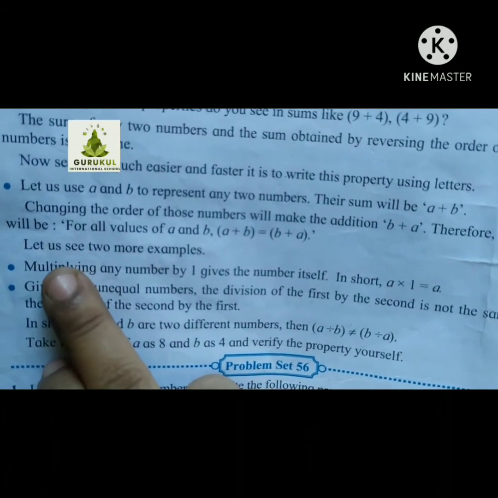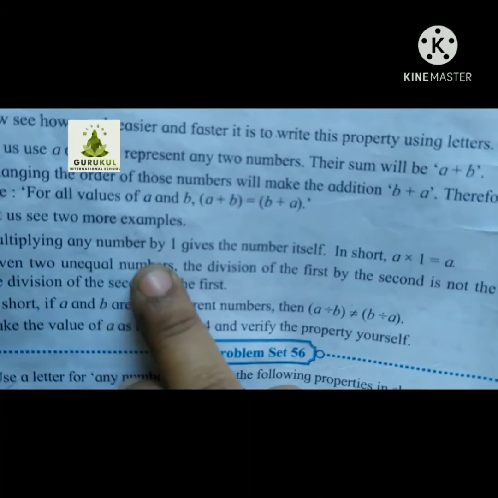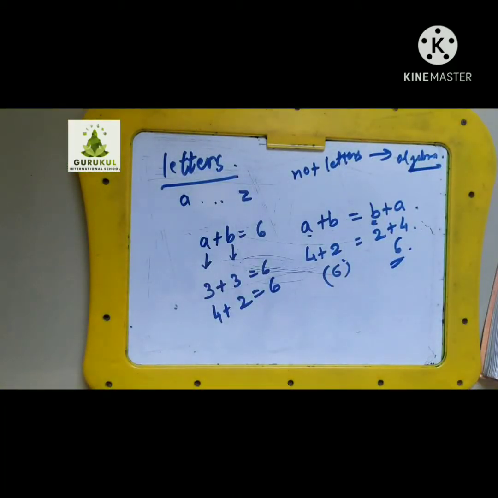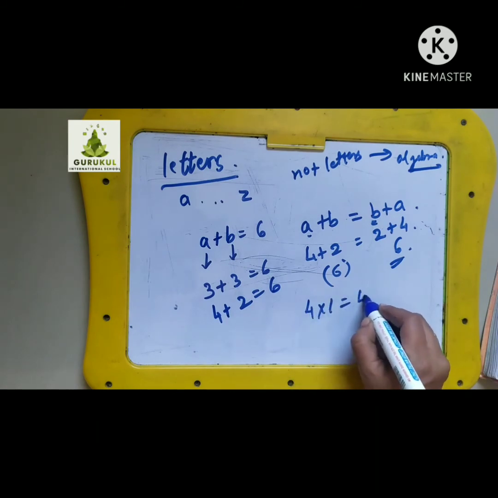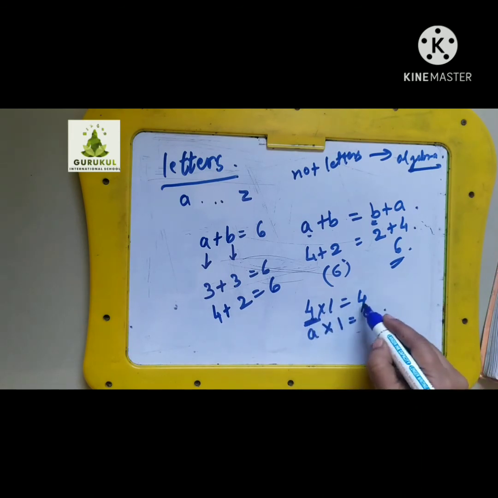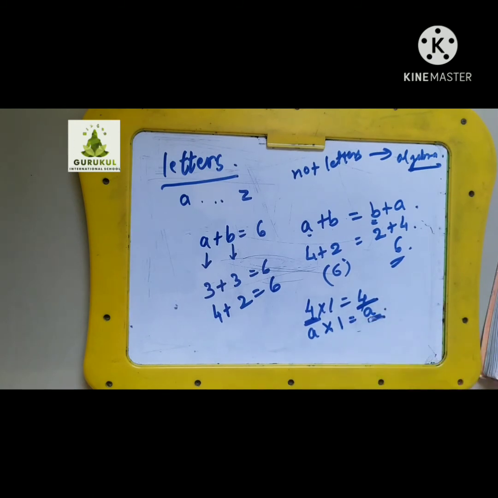Then the second one is telling you that multiplying any number by 1 gives the number itself. For example, I say 4 ones are 4. Here you decide 4 as any number. So any number multiplied by 1 gives the number itself. Here 4 is any number, 4 ones give you the answer for that number itself. So the second property tells you that any number a multiplied by 1 gives you the answer a only. That means that number only.